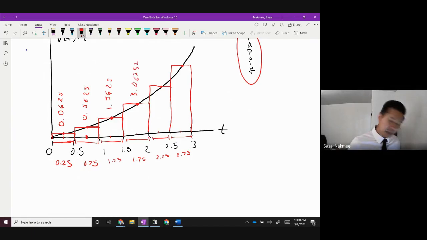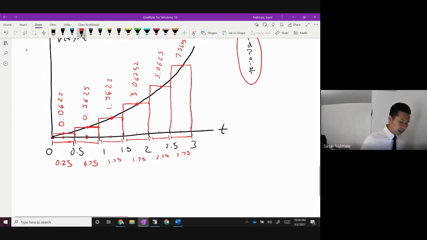6252. 2.25 squared comes out to be 5.0625. There's probably more after that. And then 2.75 comes out to 7.5625.